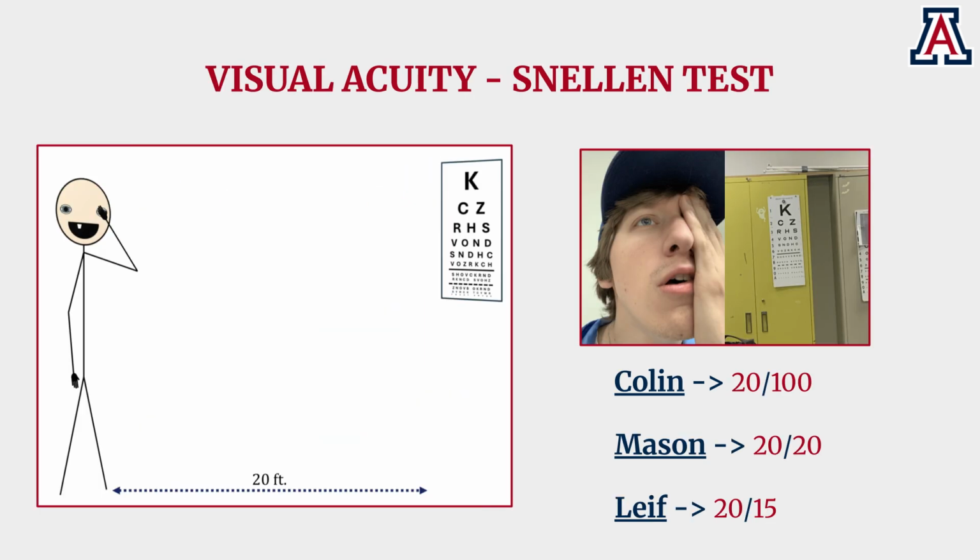Next, we tested visual acuity using a Snellen chart. In this test, the observer stands 20 feet away from the chart and reads rows of letters that get smaller from top to bottom. The goal is to read the smallest line possible. Snellen results are written as 20 over something. The first number is the testing distance, while the second number is the distance at which a standard observer could read that same line. For example, 20/20 is considered standard vision, while 20/15 means better than standard acuity. Our results varied. Colin measured 20/100, Mason had standard vision at 20/20, and I measured slightly above average at 20/15.